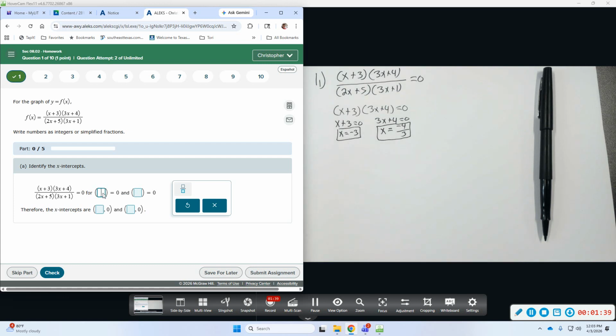So I guess we're going to put in the linear factors first. So this is going to be x plus 3. And this is going to be 3x plus 4. So once you multiply, these are the two linear factors you get. And then the two x-intercepts are -3 and -4 divided by 3.